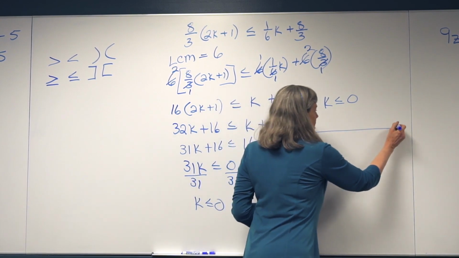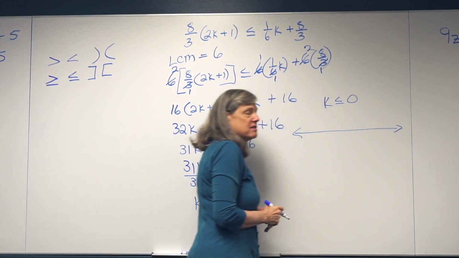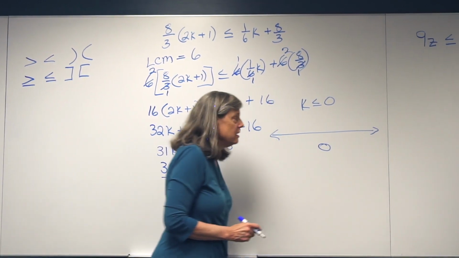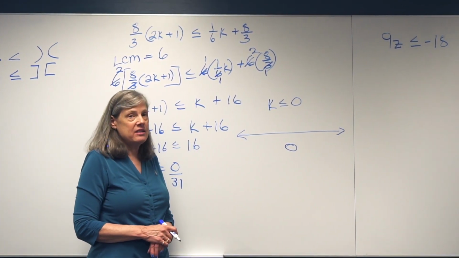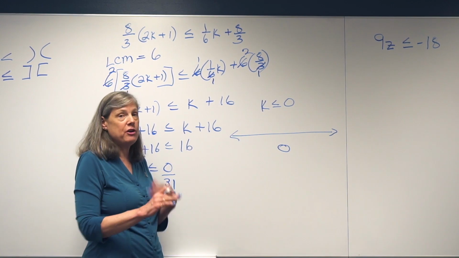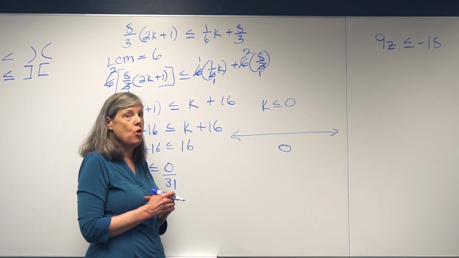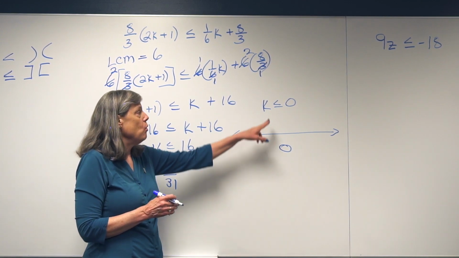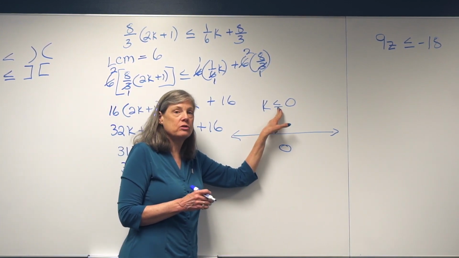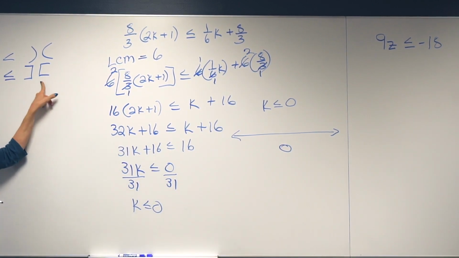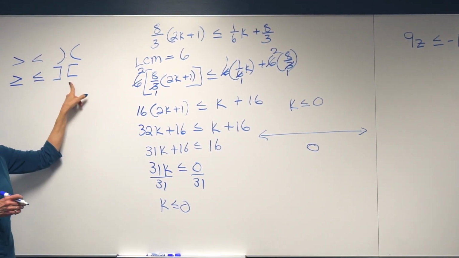So let's go ahead and graph this. Okay, so somewhere on here is 0. And now I need to decide, the next thing is, when I figure out which direction it's going, am I going to use a bracket or a parenthesis? Well, this is also equal to. And if it's also equal to, then we use a bracket because it's included.